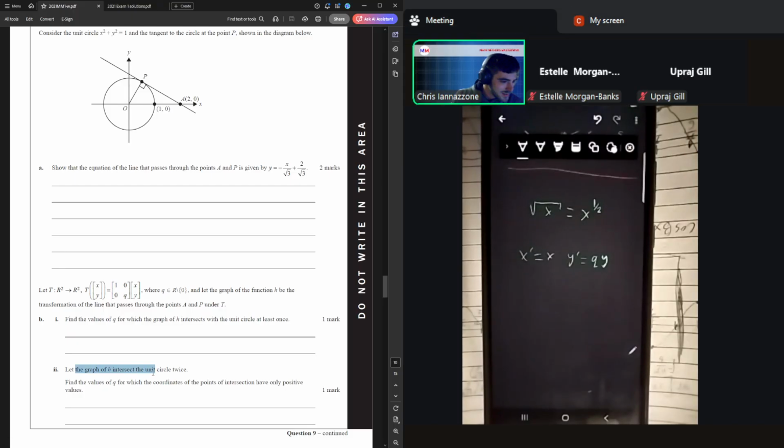Anyway. So in this case, we've got the graph of h that has to cut it twice. Find the values of q for which the coordinates of the intersection points, plural, have only positive values. So basically you want both the x and the y of the point of intersection to be positive. Like for example, where it is right now at point P, you got a positive x, a positive y. However, as you start shifting it further and further across, as soon as you break this y-axis boundary, you've now got a negative thing. That's bad.